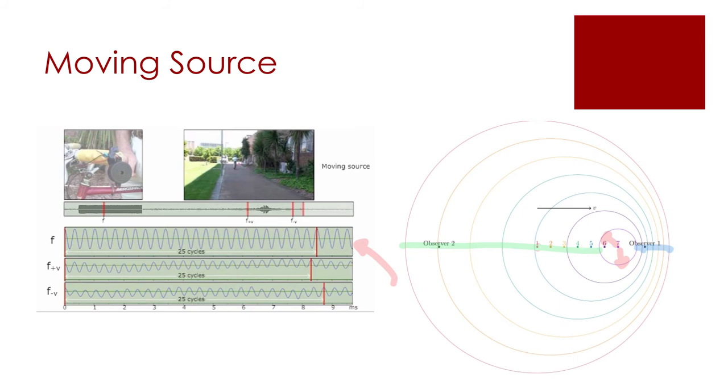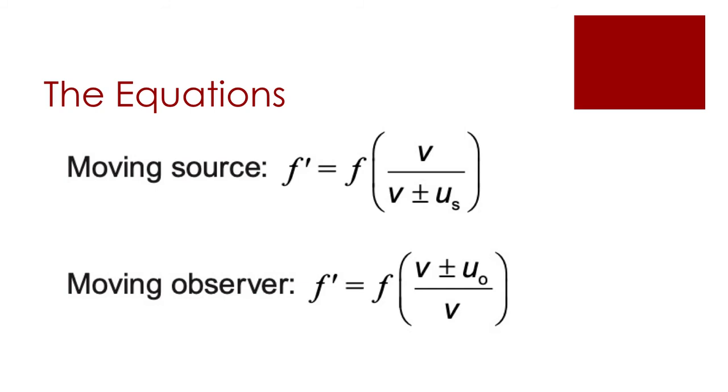The reason this is really important is it doesn't matter if it's the source moving or if it's the observer moving, we are still getting the same effect. If the two are coming towards each other, we get a higher frequency. If they're moving away from each other, then we get a lower frequency. So if we can keep that in mind, that we have a higher frequency when they're coming together, a lower frequency when they move apart, we can then make sense of these equations.